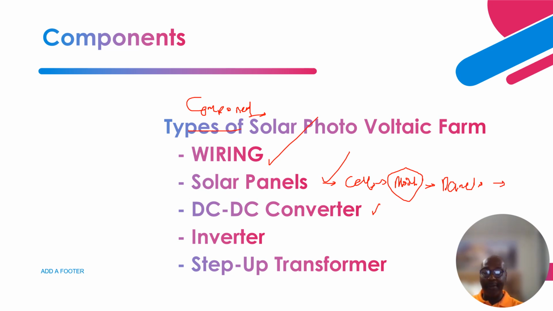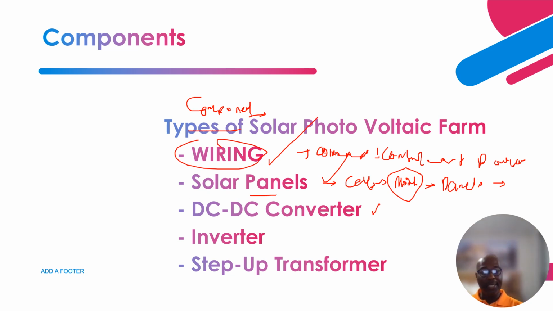Then you connect different panels utilizing different wiring. It's a lot of wiring: communication wiring, control wiring. Then basically power cables. So this will be integrated with the solar panels. Then at the end, at each output of the solar panel.